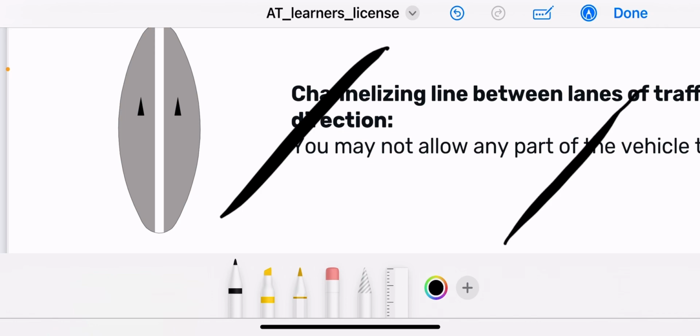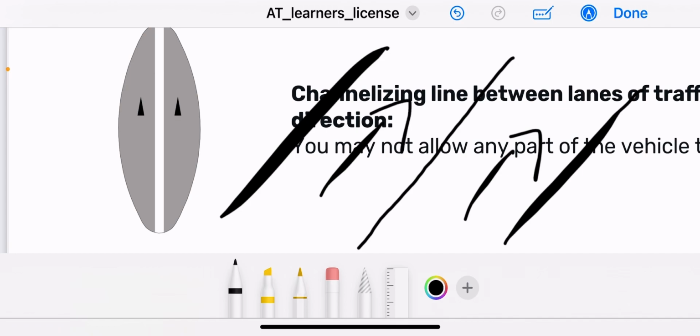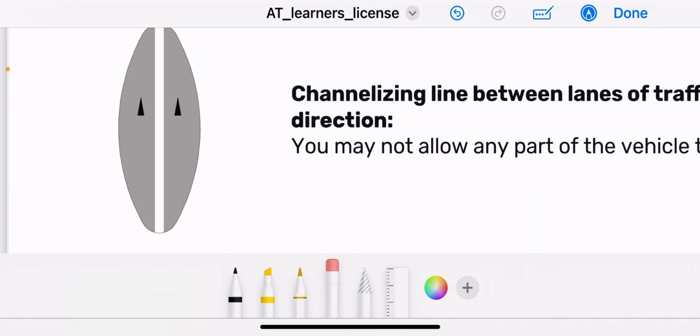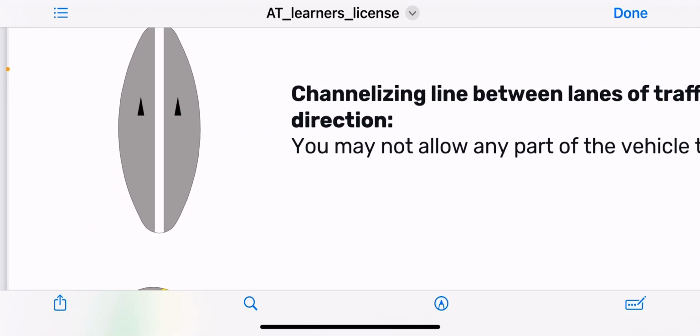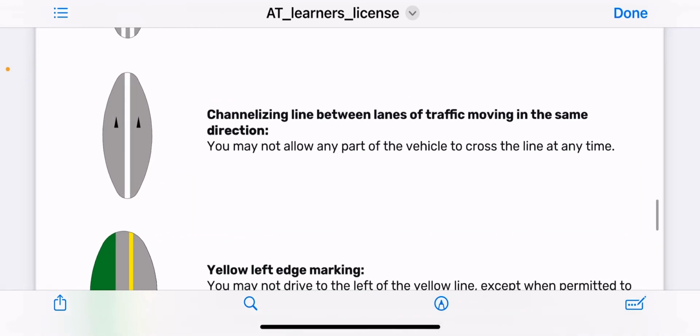Okay, traffic moving the same direction. Sometimes it's like this, but then traffic is moving in the same direction. This is what they mean. What do they say here? You may not allow any part of the vehicle to cross the line at any time.